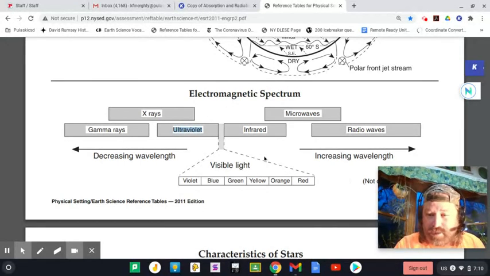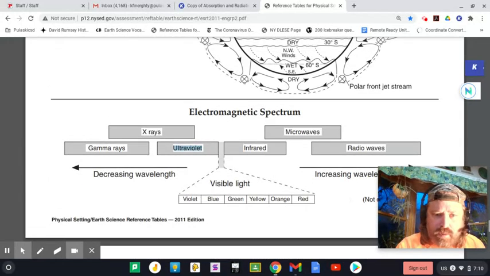And if you're getting how to use this electromagnetic spectrum, we've only kind of peeked at it a little bit, and we'll keep on slowly introducing it. This is from your reference tables, page 14, by the way. Ultraviolet is on the shorter wavelength end. So this energy is coming at us from the sun with a shorter wavelength.